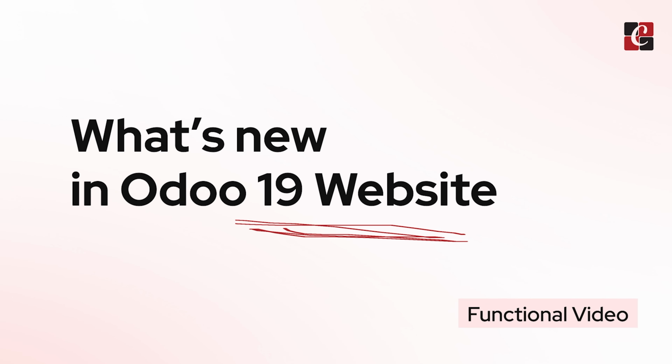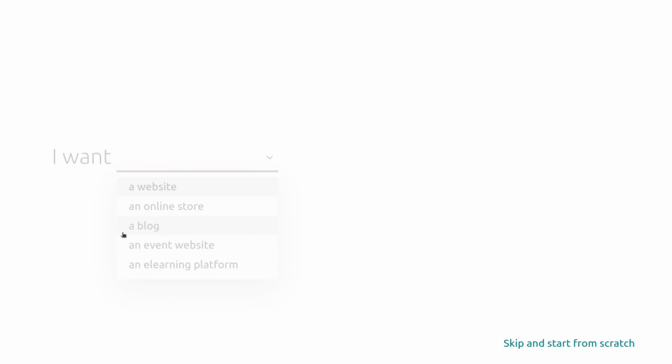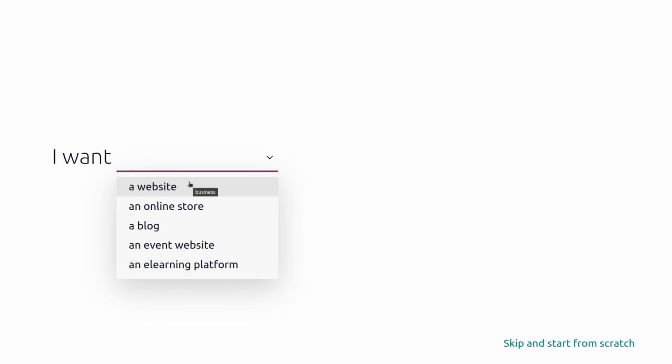In today's video, we'll be talking about what's new in the website module. So we are ready to build the perfect website, and we'll be setting it all up in 4 steps. So let's do it. Here you can see that if you want to create an online store or a website or a blog or e-learning platform, you can just create it.